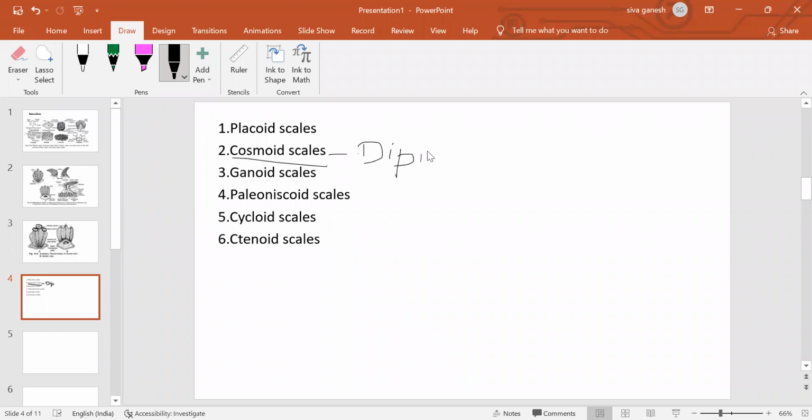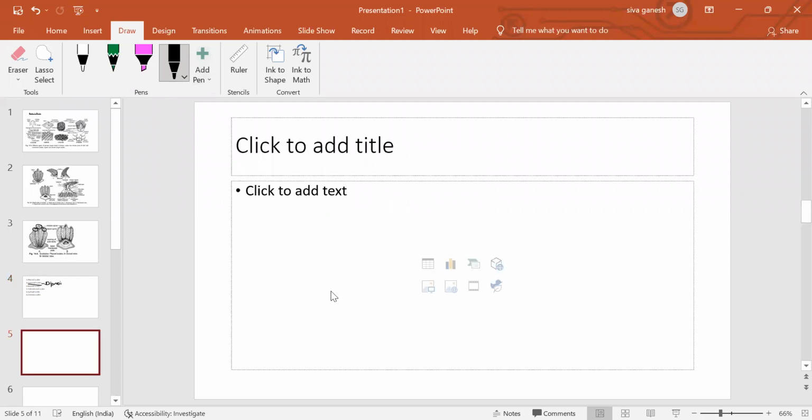Dipnoi means lung fishes. Lung fishes also have cosmoid scales, and they were entirely dermal in origin. Cosmoid scales have three layers. For example, here you can observe this is the cosmoid scale. Three layers are present.